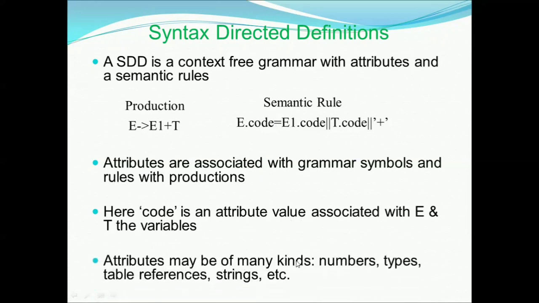So an attribute may be of any kind: it may be a number, a type, a table reference, or a string. You know that in a database management system, the attribute of a name is nothing but the first name, the middle name, and the last name. Similarly, every variable or every symbol in the grammar has an attribute value associated with it, and every rule has an associated semantic rule. That's why it is called syntax-directed definition.